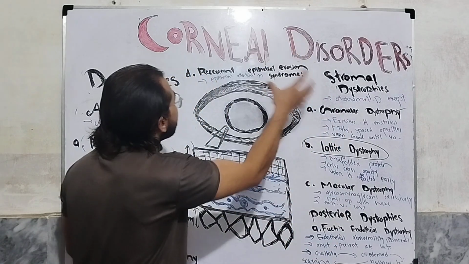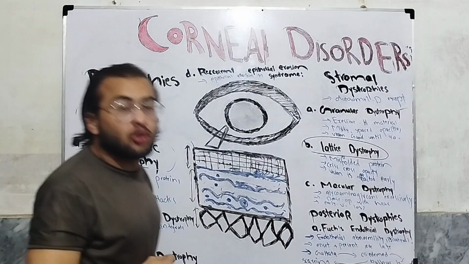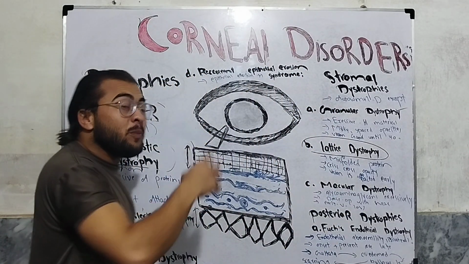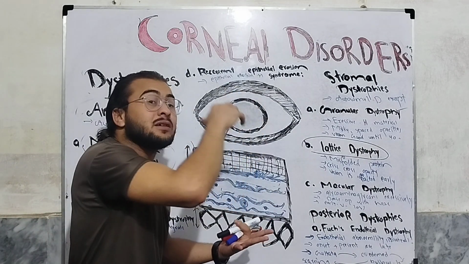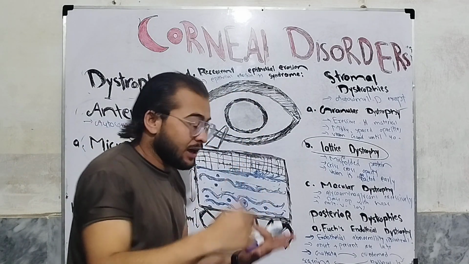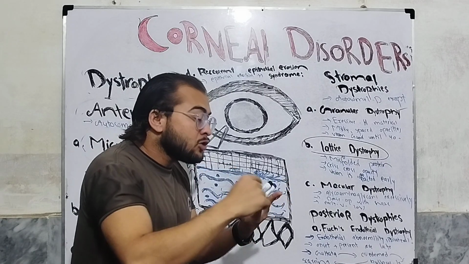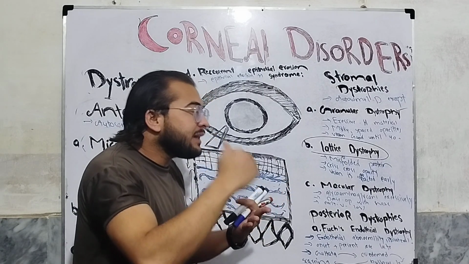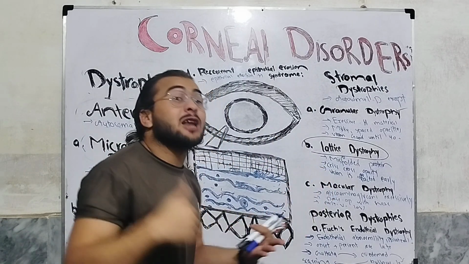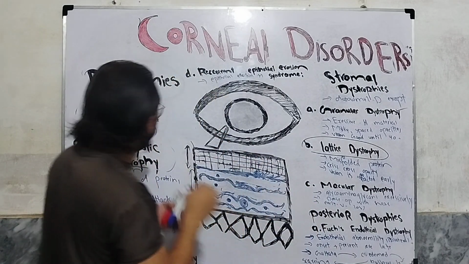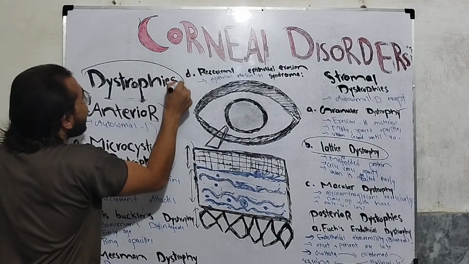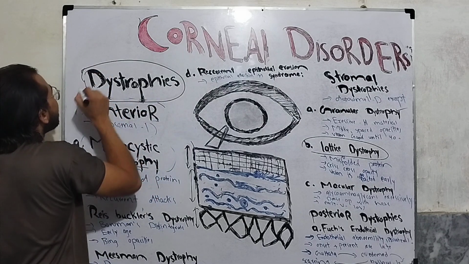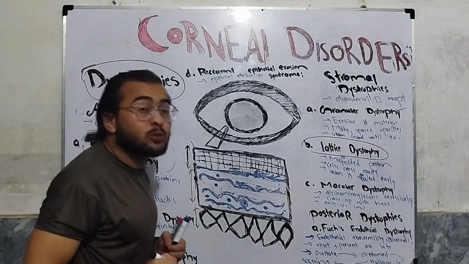Now in the corneal disorders, we will discuss dystrophies. Dystrophies are like degenerations. These are also opacifying, causing disorders of the cornea, but they are genetical, slowly progressive, and can reach a stationary or progressive stage. So these are like degenerative conditions, but they are genetical.